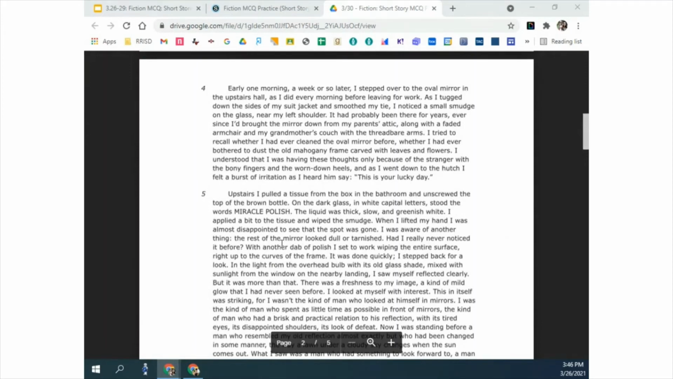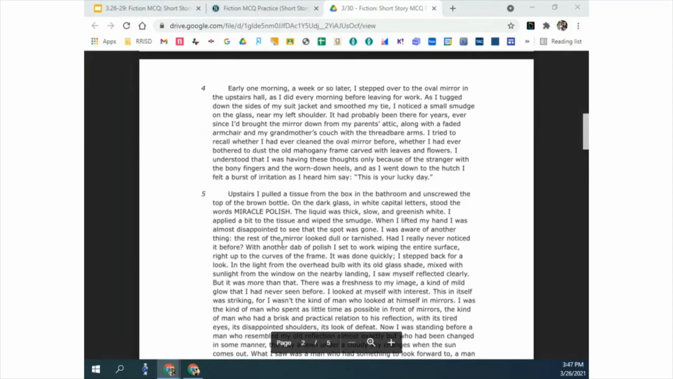Early one morning, a week or so later, I stepped over to the oval mirror in the upstairs hall, as I did every morning before leaving for work. I tugged down the sides of my suit jacket and smoothed my tie. I noticed a small smudge on the glass near my left shoulder. It probably had been there for years, ever since I brought down the mirror from my parents' attic, along with a faded armchair and my grandmother's couch with the threadbare arms. I tried to recall if I've ever cleaned the oval mirror before, whether I had ever bothered to dust the old mahogany frame carved with leaves and flowers.